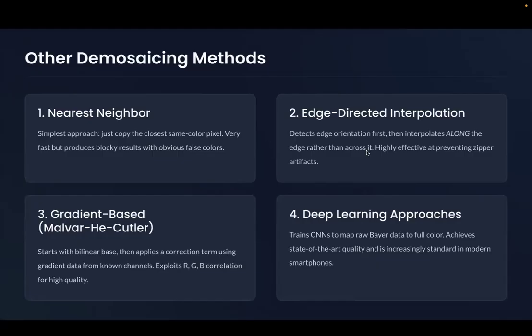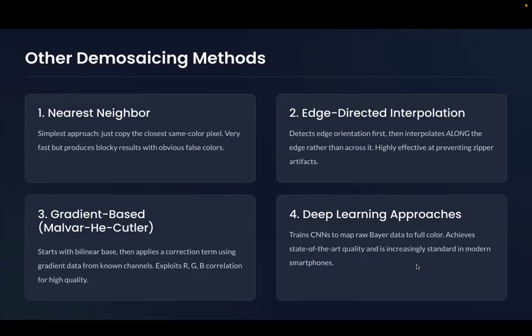Edge-directed methods are the next step. They detect where the edges are in the image and then interpolate along the edge instead of across it. This directly solves bilinear's main weakness, the zipper artifacts at the boundaries. And gradient methods like Malvar-Cutler from 2004 start with bilinear as a base and then add a correction term using gradient information from the channel that is known. This exploits the fact that the R, G, and B channels in natural images are highly correlated.